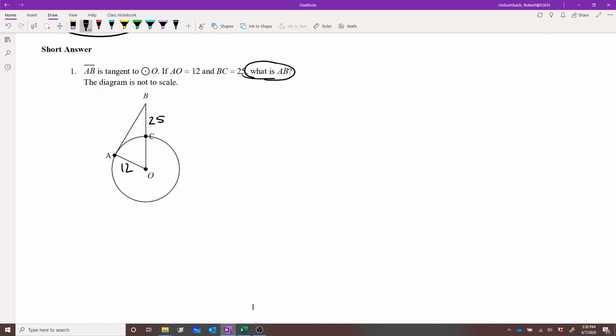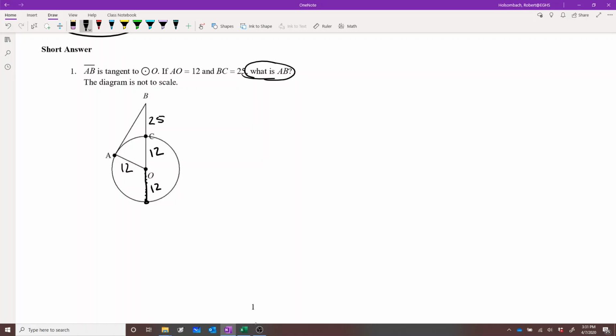So in this problem, if A to O is 12, then O to C is also 12. And what we're going to do is we're going to extend BO to the back of this circle. And when we extend BO to the back of this circle, what we have is a tangent and a secant. And we can use our tangent and secant rules to solve this problem. So if C to O is 12, then O to C is also 12.